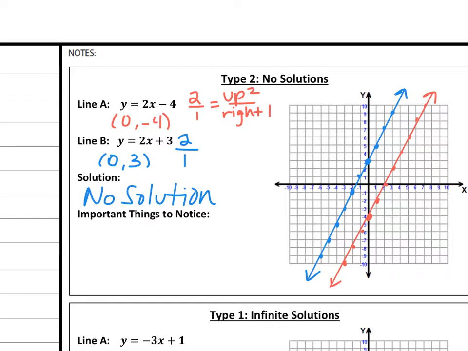Okay, this is the important part. Things that we notice, important things to notice. I heard some really good stuff. William, what do you think? They are parallel. Ooh, they're parallel lines.